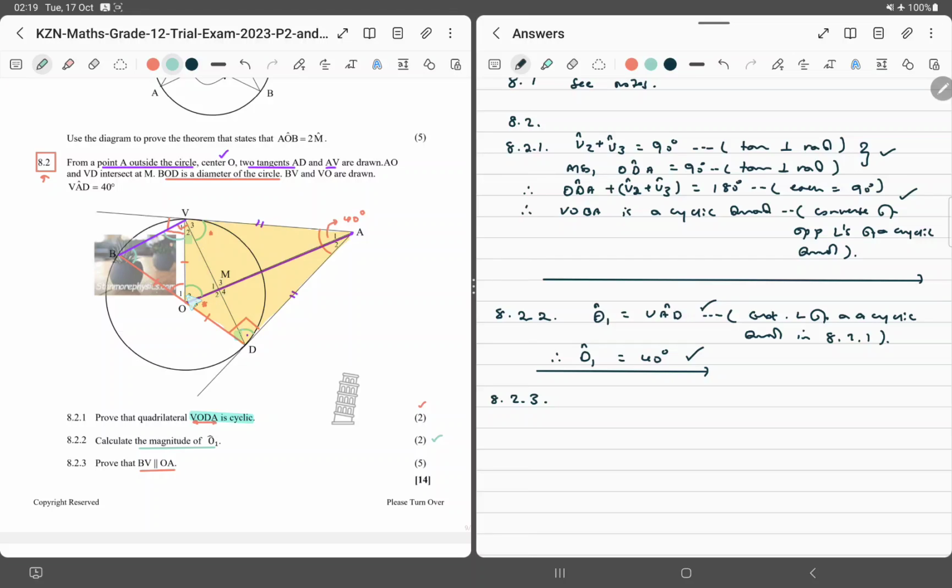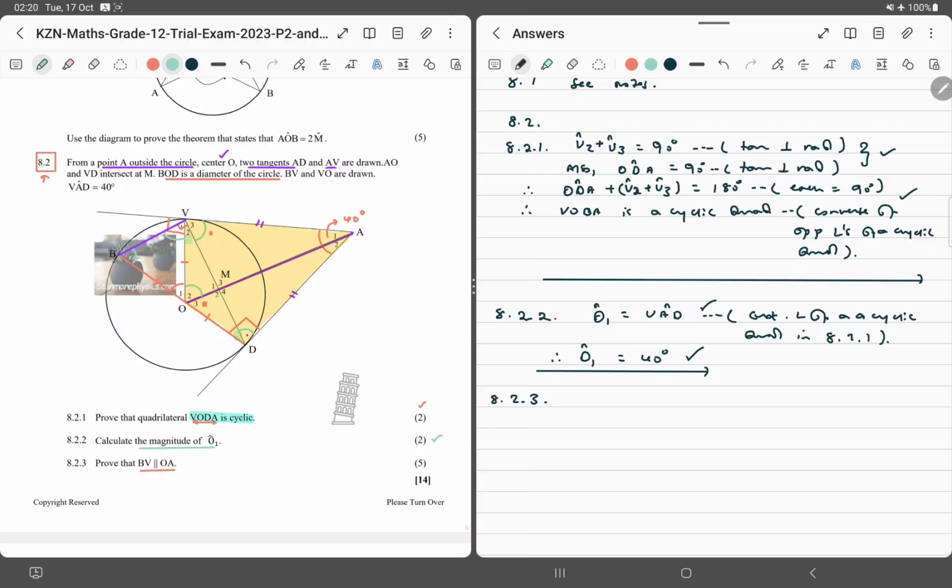subtended by this chord VA. But does it help? What would help me is not necessarily that angle, because that angle is not helping. It's going to take us a long route. Let's take another route.